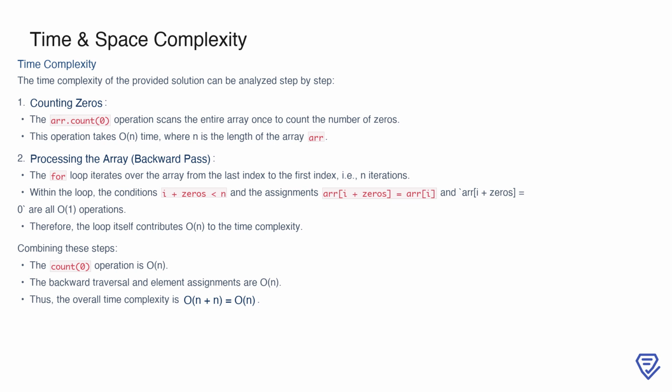When we combine these steps, the total time complexity is the sum of the time for counting zeros and the time for the backward traversal, which is n plus n, simplified to O(n). This linear time complexity ensures the algorithm scales efficiently with the size of the input array.